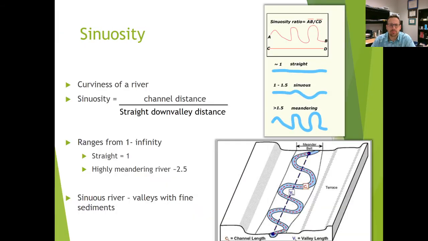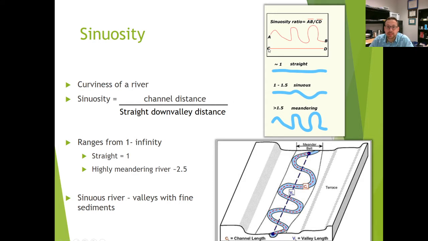I want to skip here to sinuosity. Sinuosity is like the curviness or the wiggliness of the river. What it is, is looking at channel distance divided by the down valley distance. So take this river here.